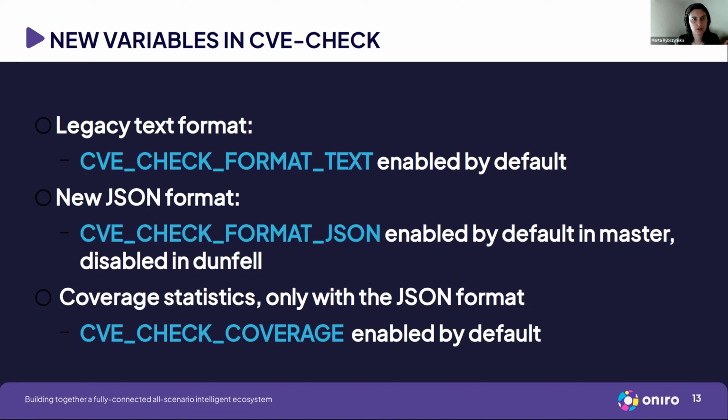You have the CVE-check format text that is just enabled by default, and that's the format you had until now. Then you have the new JSON format that is enabled by CVE-check format JSON. It is enabled by default in master and Kirkstone, but it is disabled by default in Dunfell to keep it compatible with the previous state. And then we have the coverage statistics that is done only in the JSON format, and that is enabled by default.